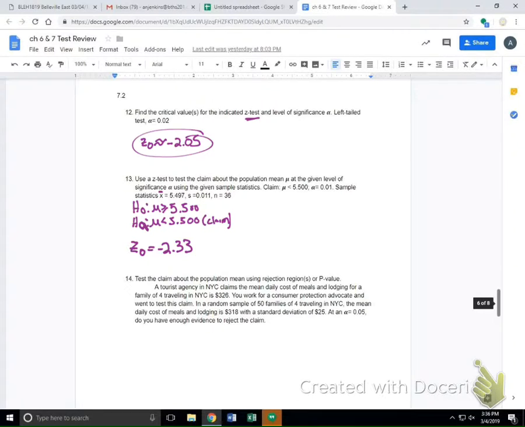Then we had to calculate our z using that formula: x bar minus mu all over s divided by the square root of n. So that's 5.497 minus 5.500 all over 0.011 over the square root of 36. When I put this into mine, I ended up getting negative 1.636. If you look at that, you see that that is not in your rejection region, so you're going to fail to reject.